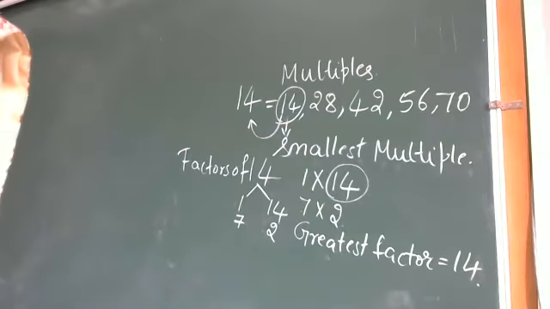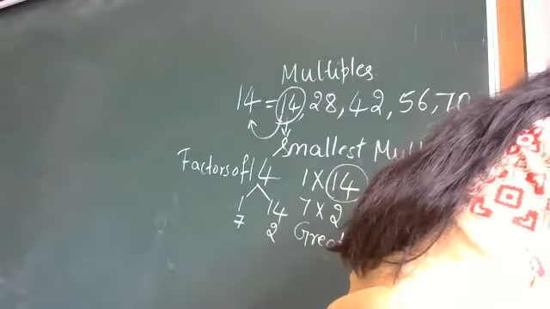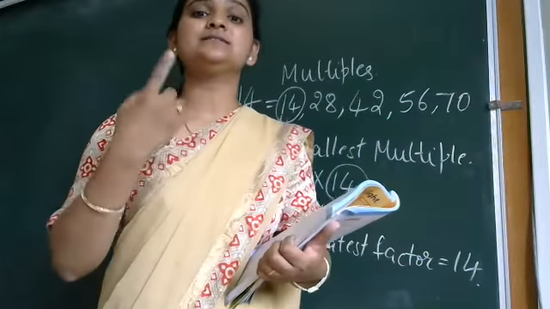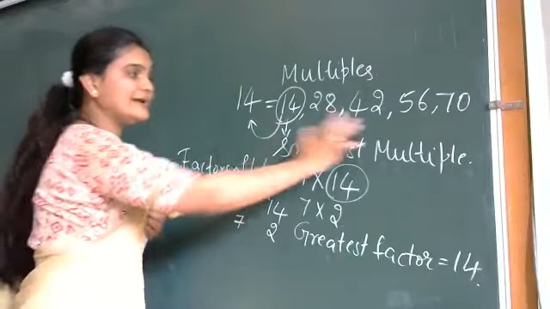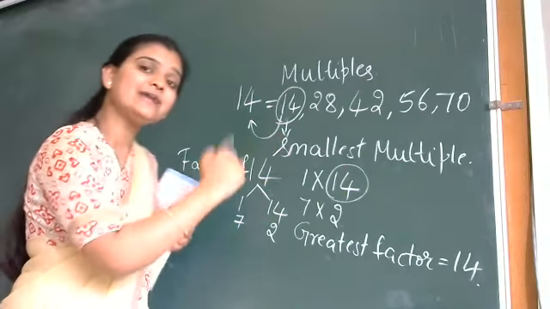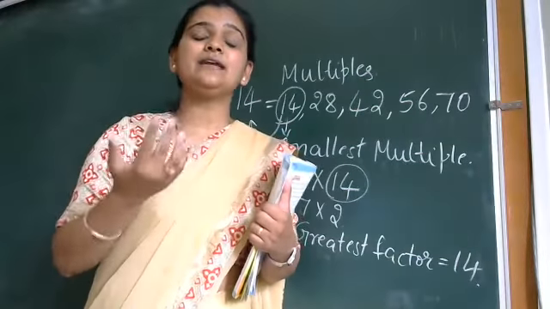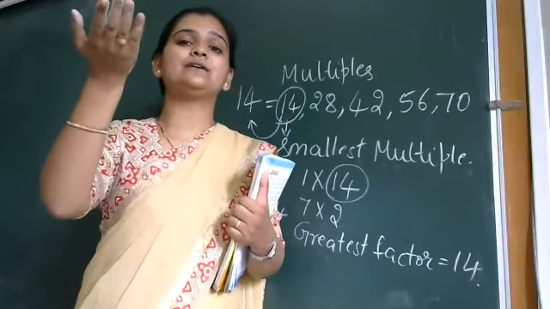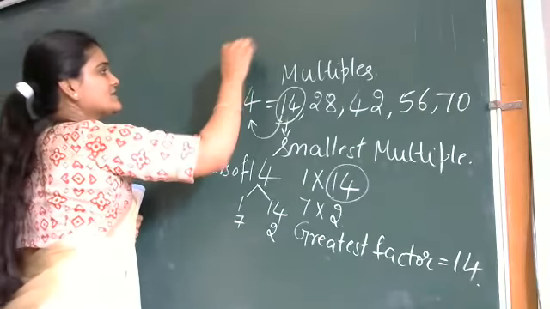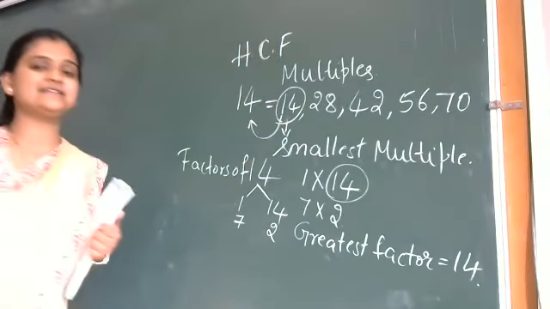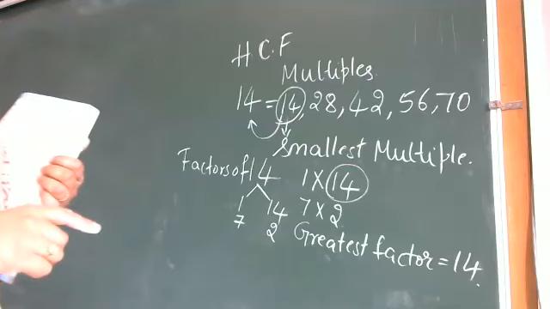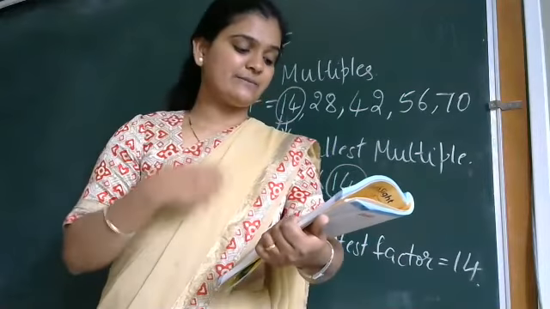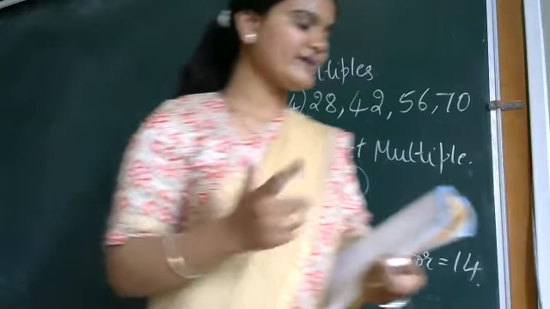Now the next part: common factors and highest common factor. What is the meaning of common factors? Now, how did we find the multiples? Multiples of two numbers we take. In that we find the common multiples. In that we find the lowest common multiple. But in factors, we will have to find the highest common factor, which is known as HCF. What is HCF, children? It is the highest common factor. Okay? So children, this we will be looking at in the next class.